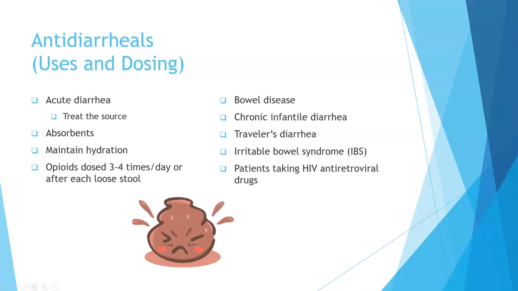For irritable bowel syndrome, we use the eluxadoline or loperamide. Alosetron in women with severe IBS that's not responsive to other treatments.